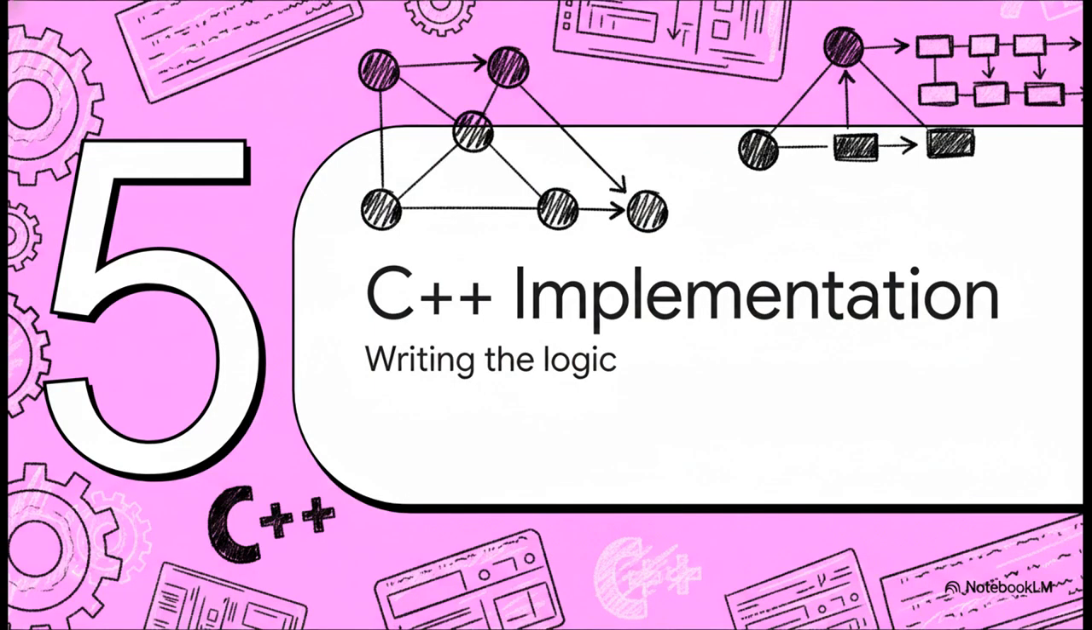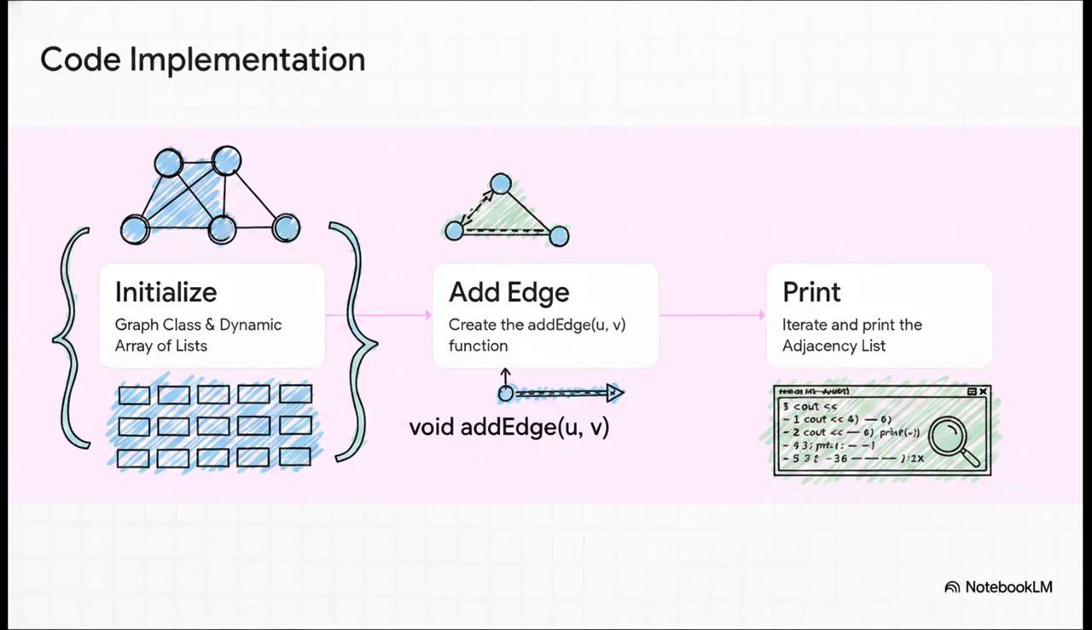And finally, Section 5, C++ code implementation, where we write the logic. Now that we've got this perfect mental model locked in, let's translate our adjacency list into C++ using the standard template library. This is where all that theory becomes real, tangible logic. We're going to execute our code in 3 super digestible steps. First, we'll set up our main graph class and initialize our dynamic structure. Second, we'll write the add_edge function to actually populate the graph with data. And third, we'll just write a quick loop to print the results to the terminal and verify our work.